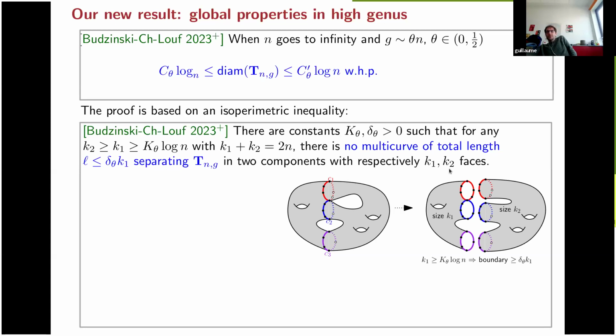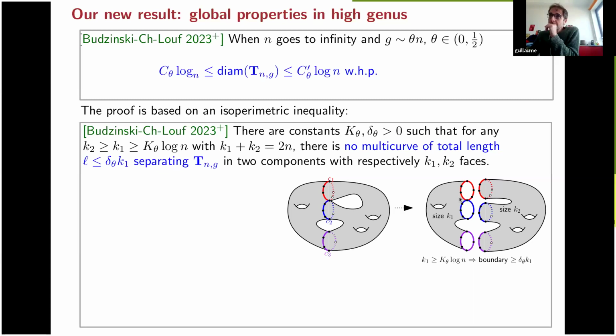Okay, so let me do it again. So what's a multi-curve? It's a collection of cycles that can touch but do not cross, and that cut your surface into two pieces. So you want to find such a multi-curve and end up with two pieces of size K1 and K2. You want to be able to do that, okay? And so what I'm telling you, so let's say that K1 is the smallest of the two. If K1 is too small, so if it's less than K theta times log n, I cannot tell you anything.